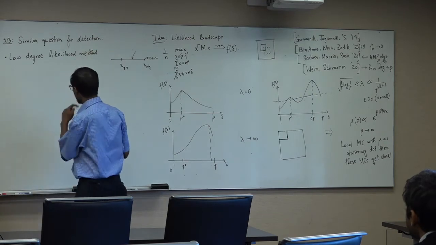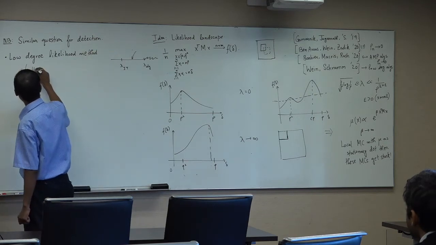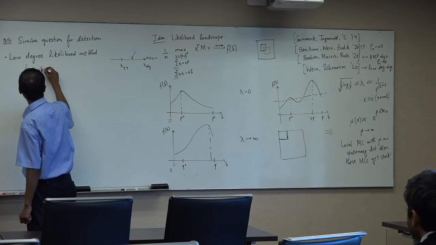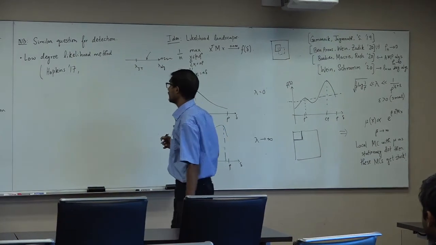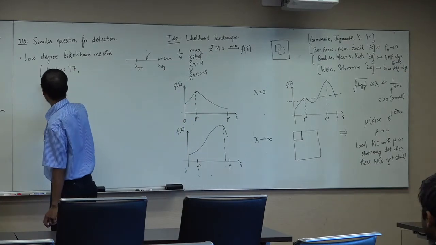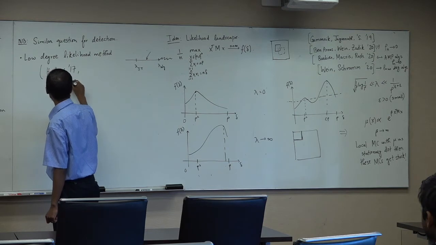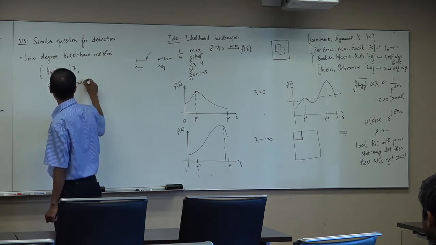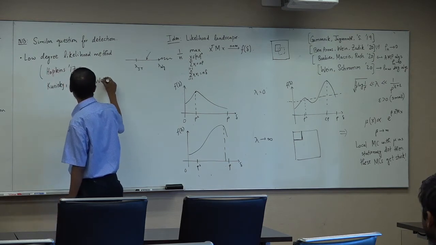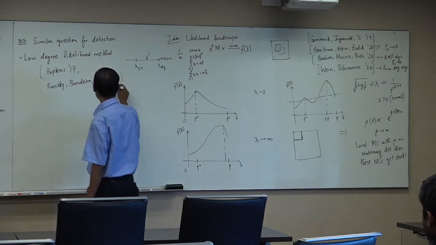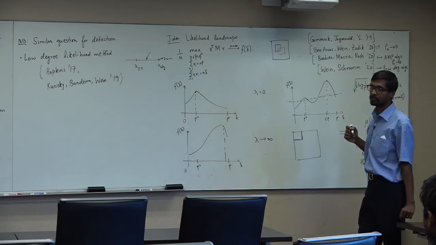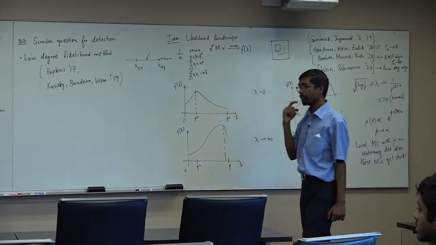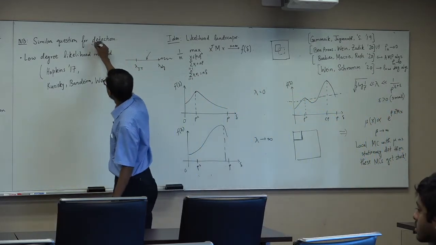This originally came out from the work of Hopkins around 2017, and there is a very nice survey on this by Tim Kuniski, Afonso Bandera, and Alex Wine in 2019, I think. So this is a very nice survey which describes what this low degree likelihood method is. This is in the context of which problem? In the context of detection.